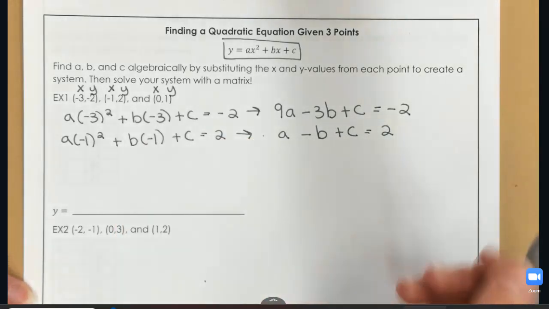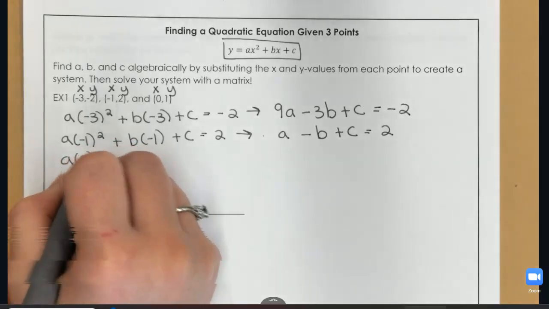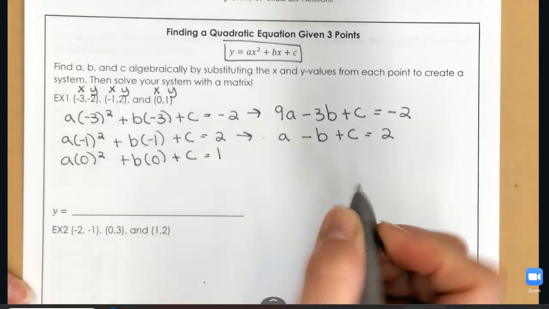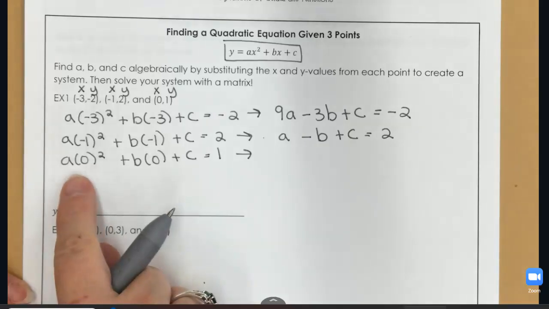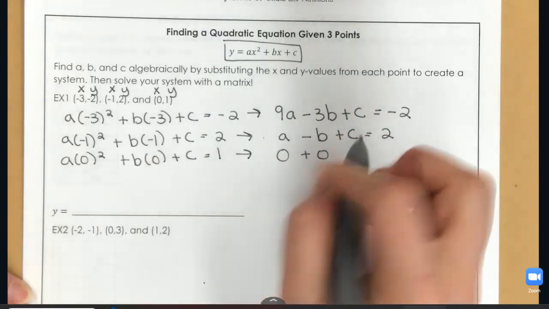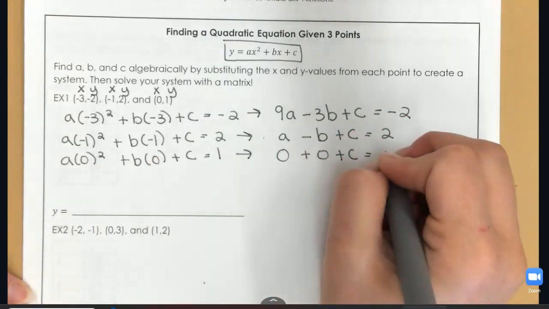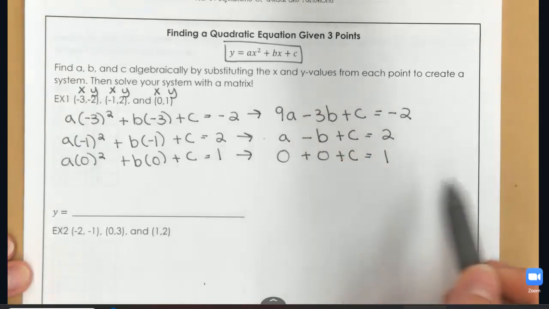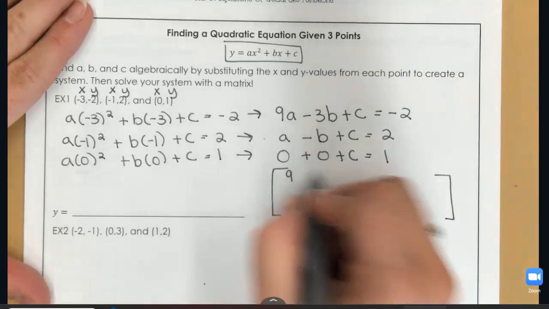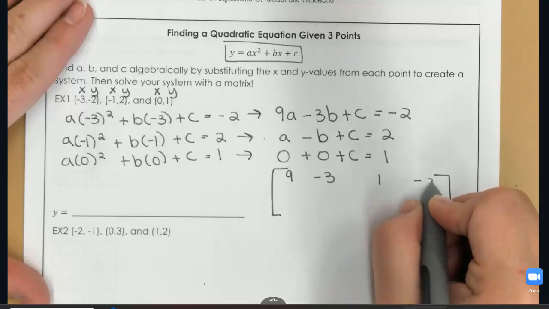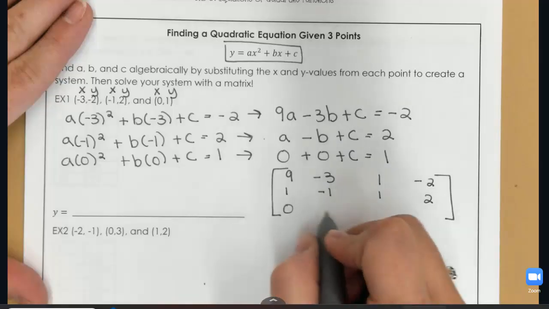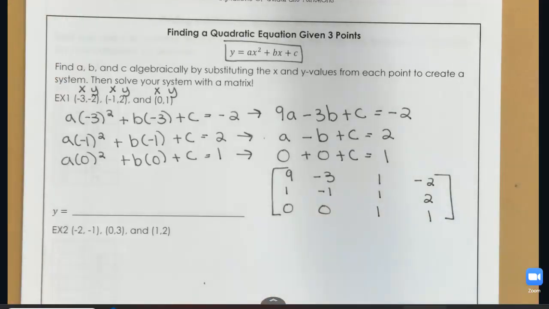And then our final point is when x is 0, so this is going to be a times 0 squared plus b times 0 plus c equals 1. So 0 squared is 0, b times 0 is 0, and then I still have c, and that's equal to +1. So here are my 3 equations. What I'm going to do now is make a matrix. So that'll be 9, -3, 1, -2, 1, -1, 1, 2, 0, 0, 1, and 1.